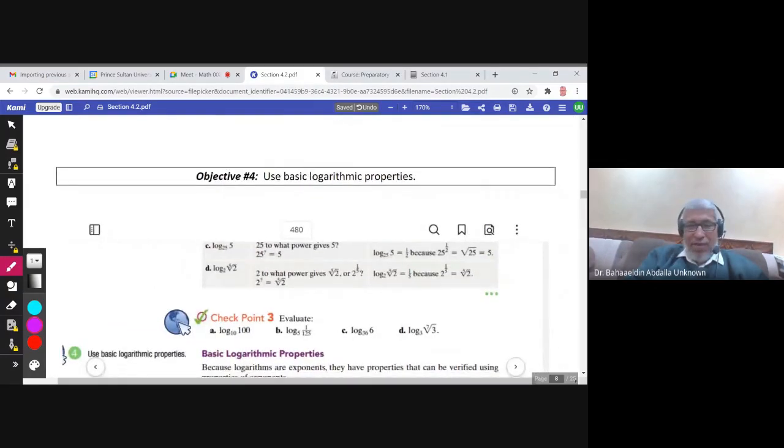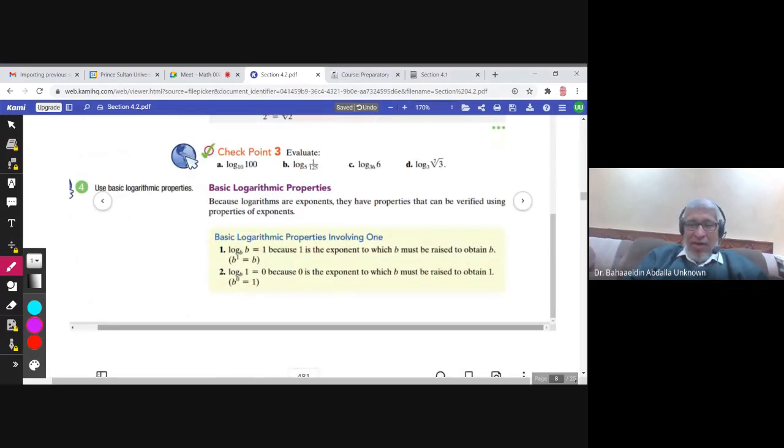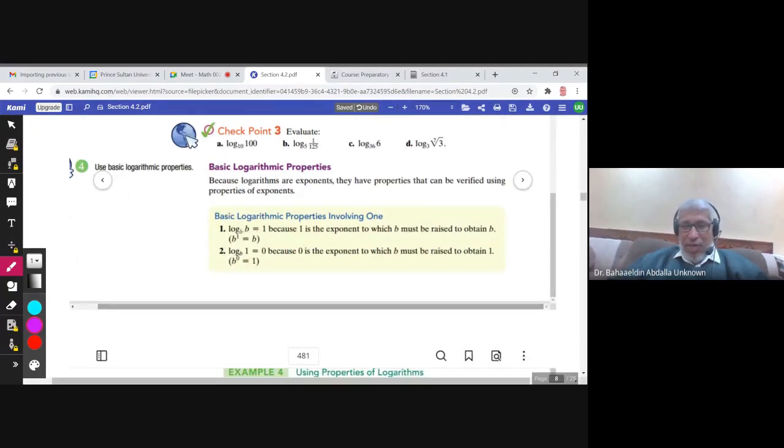I think we have some time, maybe another 3 minutes, to take the basic logarithmic properties. This is objective 4. We have log b of b is 1. Why? Because b to the power 1 is b. So log 7 to the base 7 is 1 because 7 to the power 1 is 7. Log 2 to the base 2 is 1. Log b of b is 1.